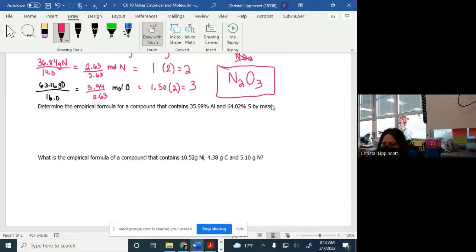All right. Next problem. Step 1. If you're given percents, assume you have a 100% sample. Step 2. Turn your percents into grams. Step 3. Convert these into moles.